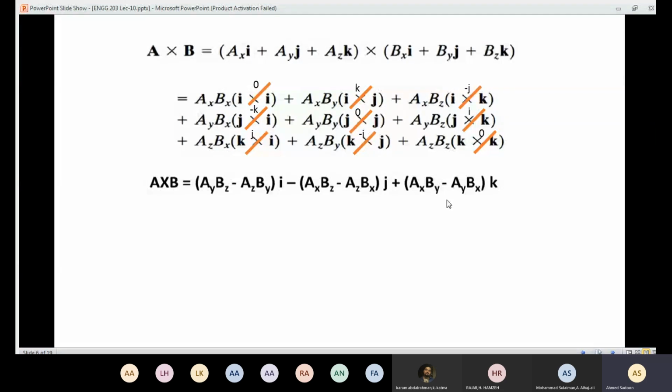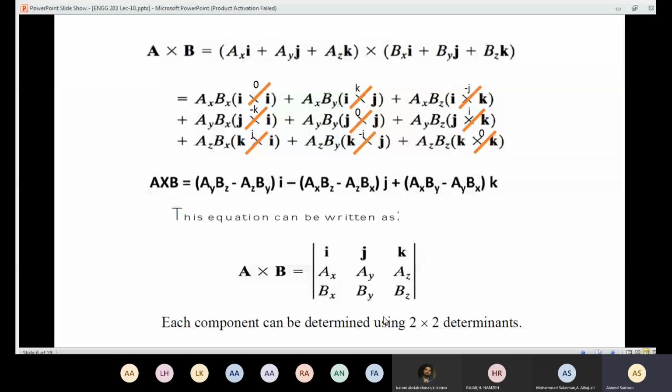So this equation here could be written as a 3 by 3 determinant. I'm going to say that A cross B is going to be the determinant of i, j, k, Ax, Ay, Az, Bx, By, Bz. Ax is here, Ay is here, Az is here, Bx is here, By is here, and Bz is here. And I have the unit vectors i, j, and k. And also, if you don't remember how to get the determinant, I'm going to explain it here.